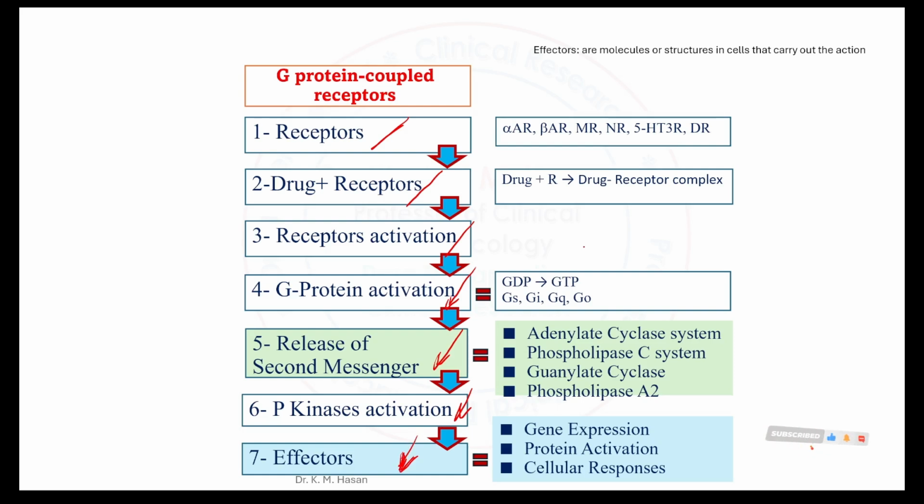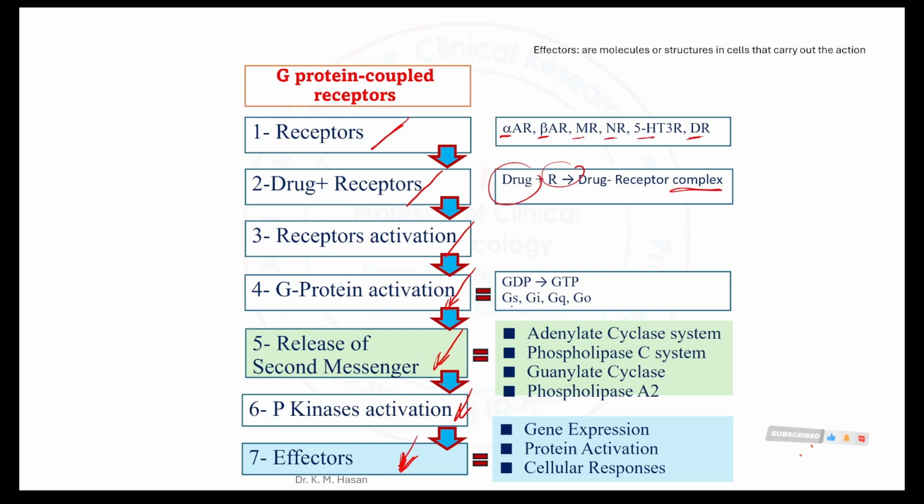Examples of receptors that work as G protein coupled receptors in general: we have alpha adrenergic receptor, beta adrenergic receptor, muscarinic receptor, nicotinic receptor, serotonin receptor, dopamine receptor. When a drug binds to the receptor, the end result will be a drug-receptor complex.